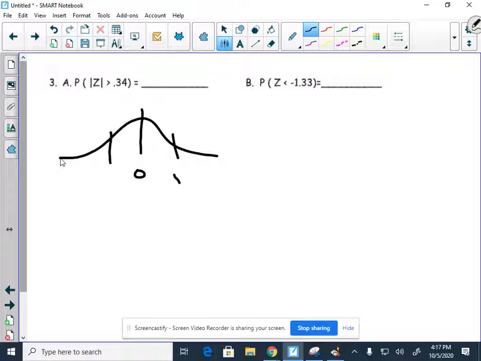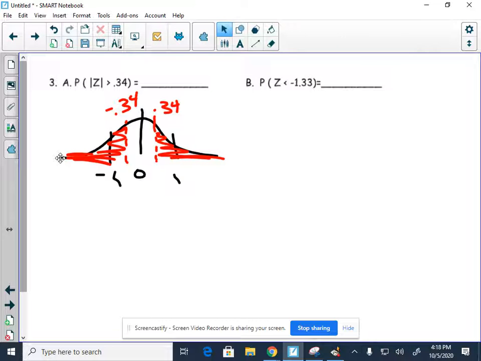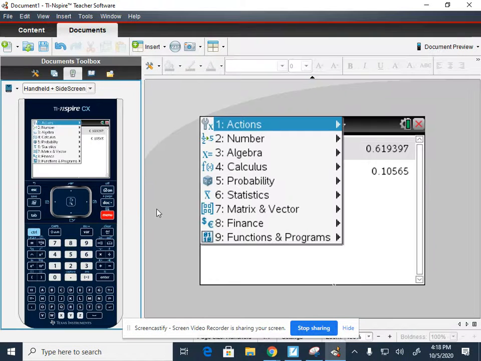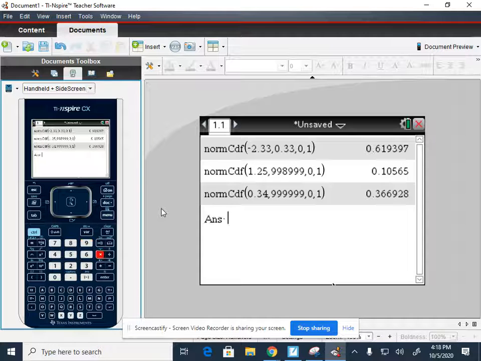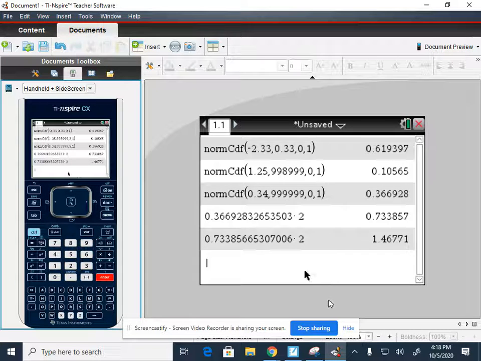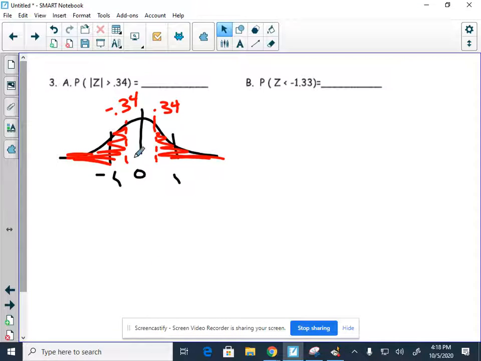this is 0, this is 1, this is negative 1. We're going to go from 0.34 on up, but the absolute value can also be negative 0.34 or larger. These values are also larger. So what we need to do is find one of those, and then we need to double it. A couple ways we can, of course, do that. I'm just going to do it the simplest way. Menu 652, I'm going to go from 0.34 on up, and then I'm going to take that value times 2. So the answer, that second one is not the right answer. It's the 0.73. Sorry, I hit enter twice. So this one is 73.3%.